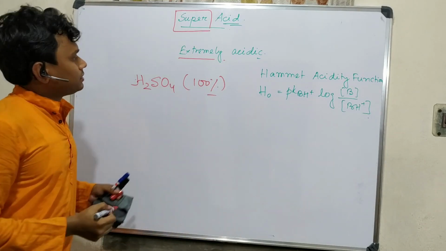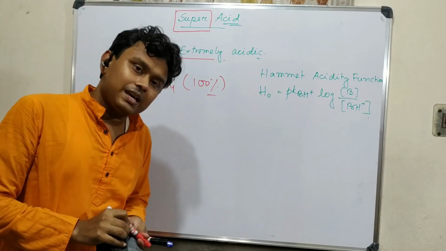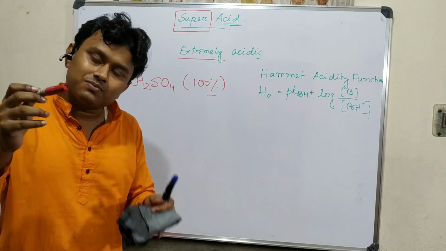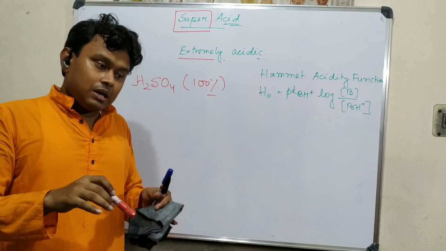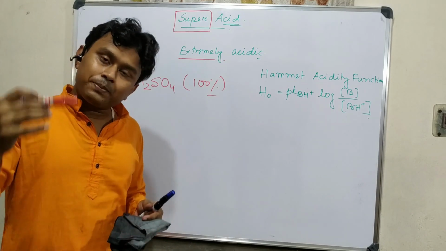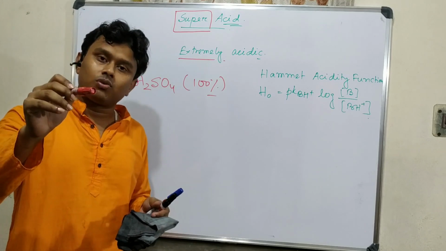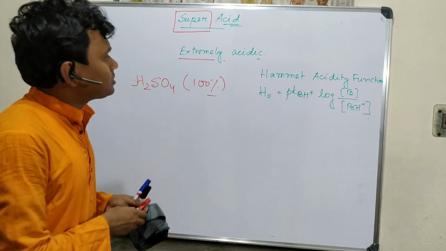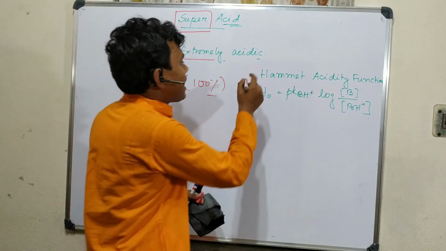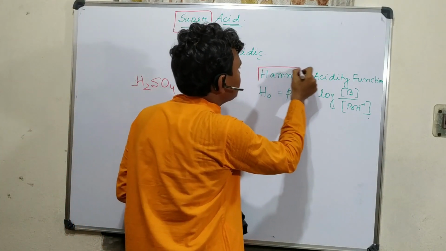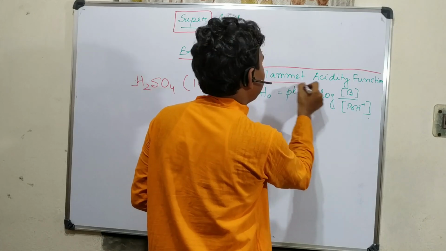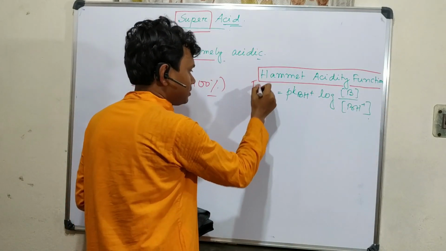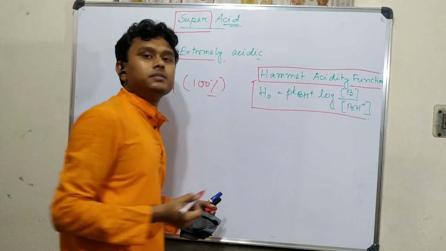If I say this acid is stronger than that acid, then some value or some scale is needed to express which one is stronger than which, and to what extent. That scale is denoted by the Hammett Acidity Function, and it is denoted by this equation. So what does it mean?